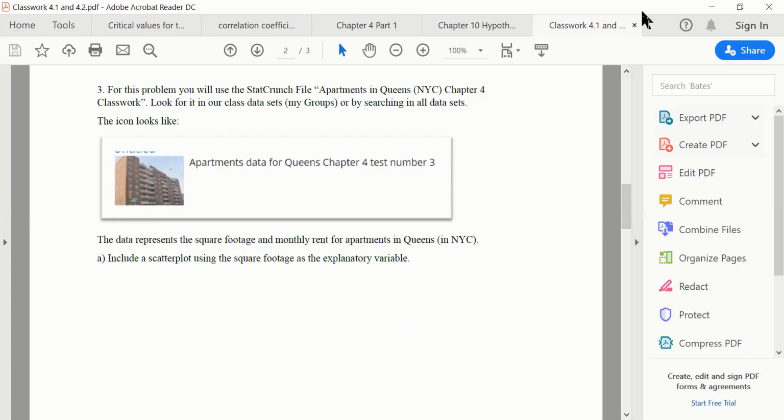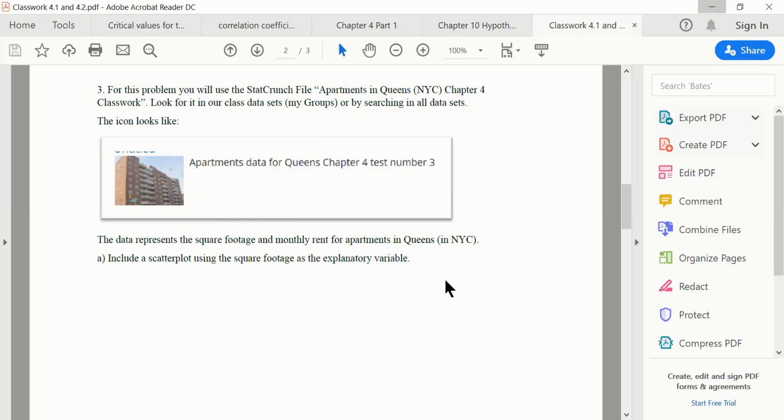So for this problem, you're going to use the StatCrunch file, Apartments in Queens, New York City, Chapter 4, Classwork. And we're going to look in our class data set for it, or by searching in the data sets, and here's what it looks like. So I'm going to do that now. I'm going to go find it.